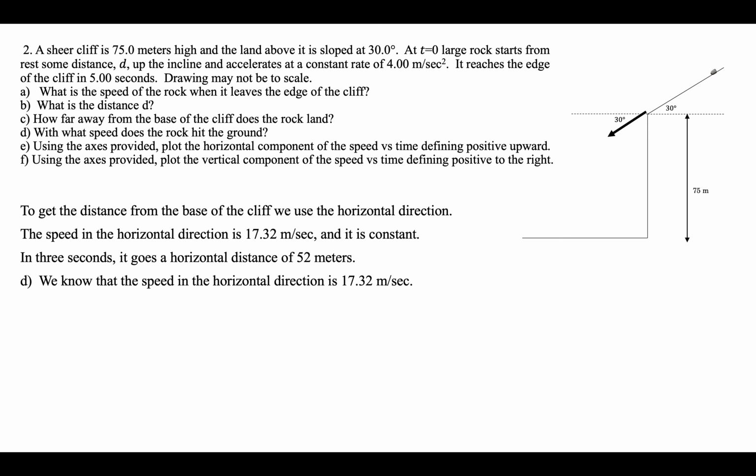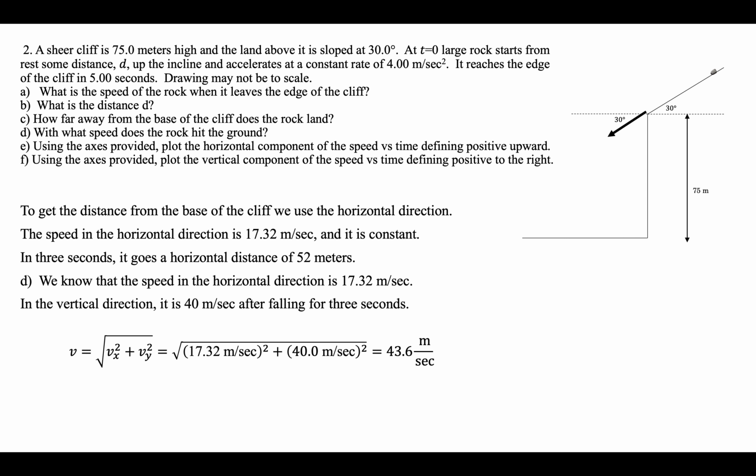We need the components. In the horizontal direction, it's 17.32. In the vertical direction, it's 40 down. We can use the Pythagorean theorem, and we get 43.6 meters per second. That's D. E and F are plots. Plot the horizontal component of the speed. So that's the speed in the x direction.